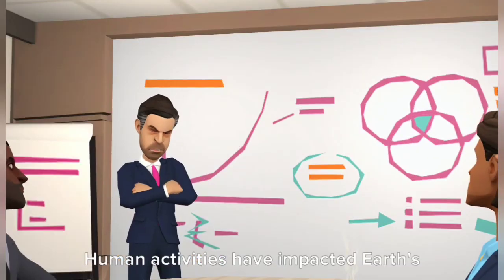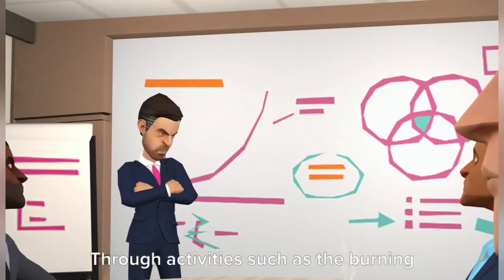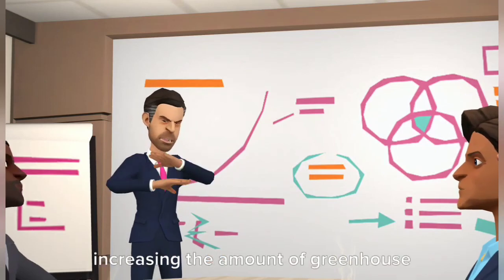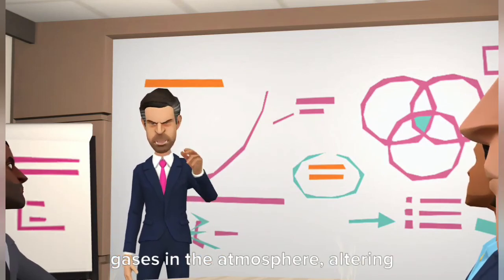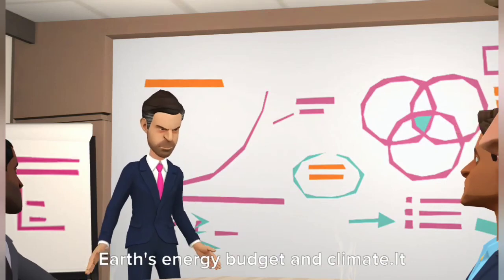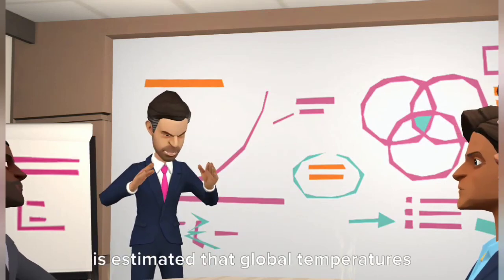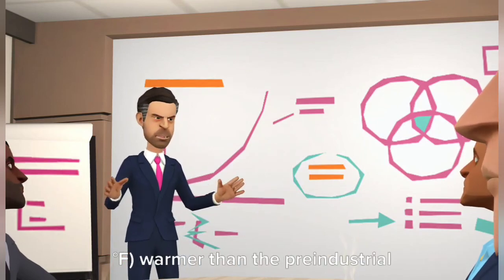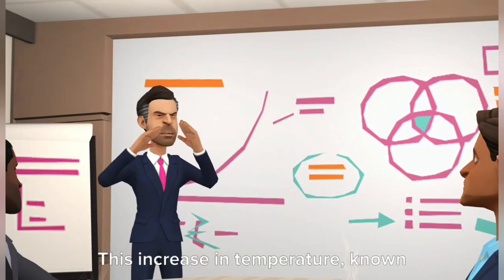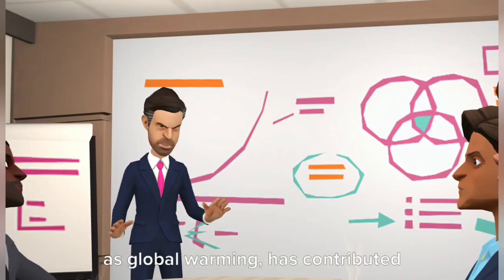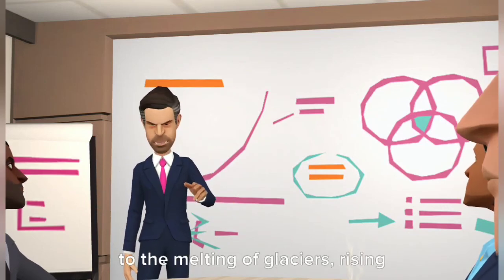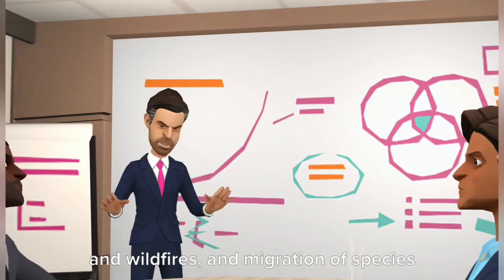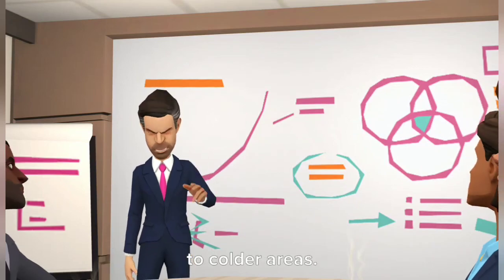Human activities have impacted Earth's environments. Through activities such as the burning of fossil fuels, humans have been increasing the amount of greenhouse gases in the atmosphere, altering Earth's energy budget and climate. It is estimated that global temperatures in the year 2020 were 1.2 degrees Celsius, 2.2 degrees Fahrenheit, warmer than the pre-industrial baseline. This increase in temperature, known as global warming, has contributed to the melting of glaciers, rising sea levels, increased risk of drought and wildfires, and migration of species to colder areas.